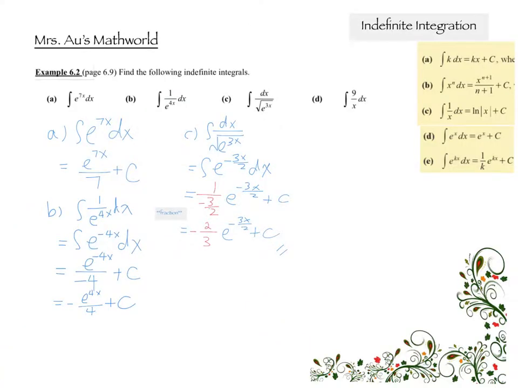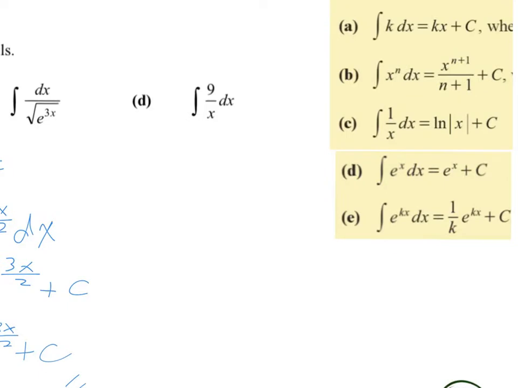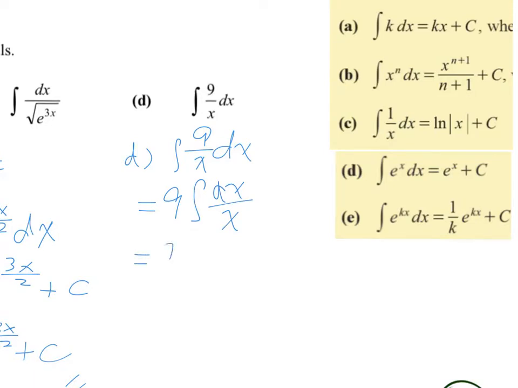So finally, we go to part D. Okay, step 1, take the 9 outside the integral. Then we have dx over x inside. And then when we integrate, you will have 9 and then log |x| plus c.